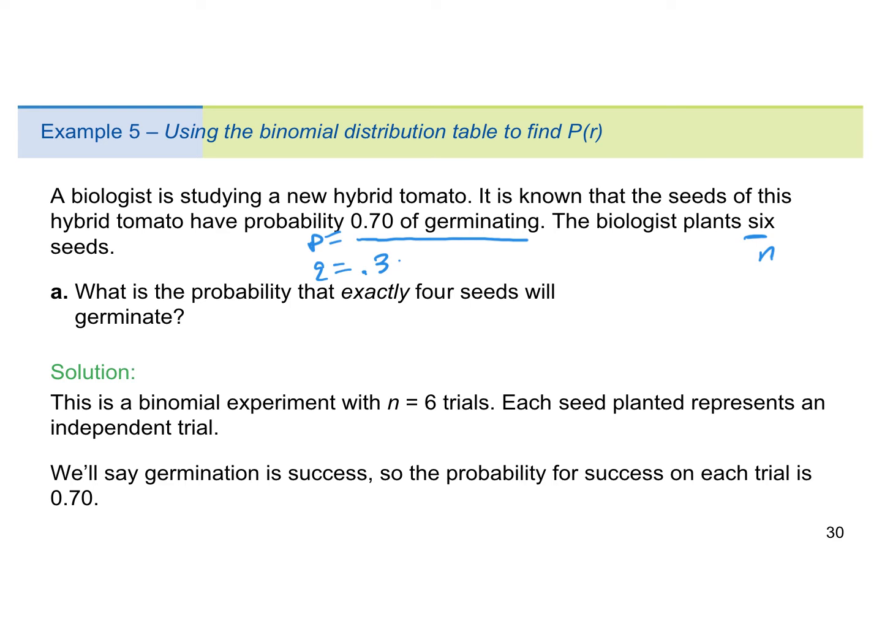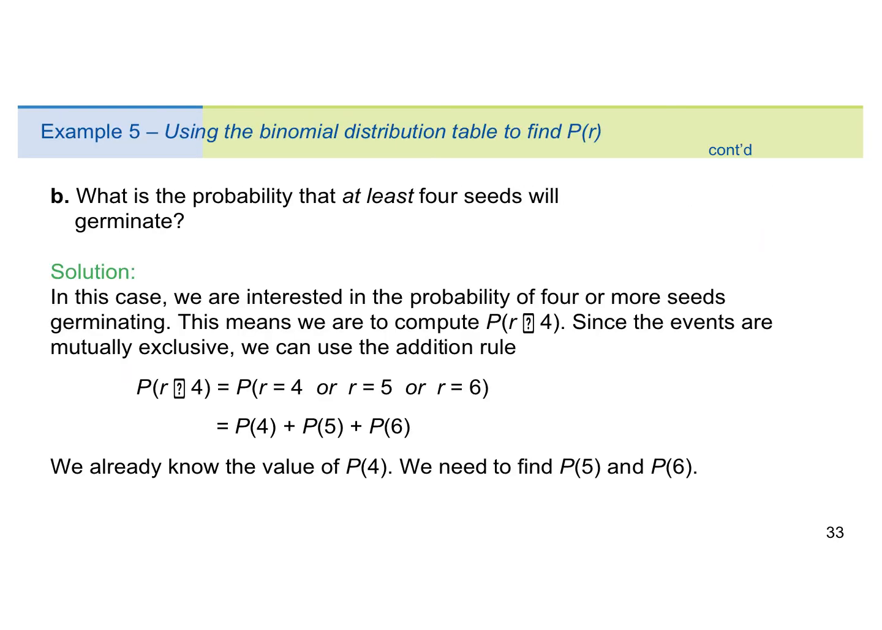So I want to go to question B. Let me write each piece down for you. N, everybody, is 6. P is 0.7. Q is 0.3. B says this. What is the probability that at least 4 seeds will germinate? At least 4. So everyone in this class has to get down 2 main words, at least and at most. At least 4 means 4 or 5 or 6.